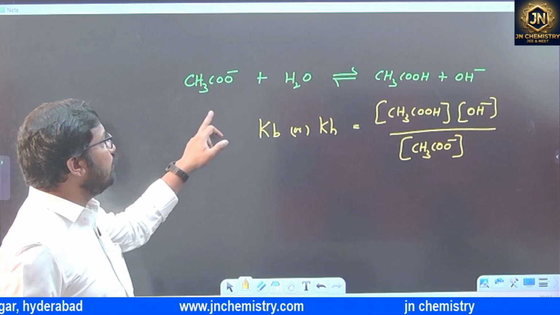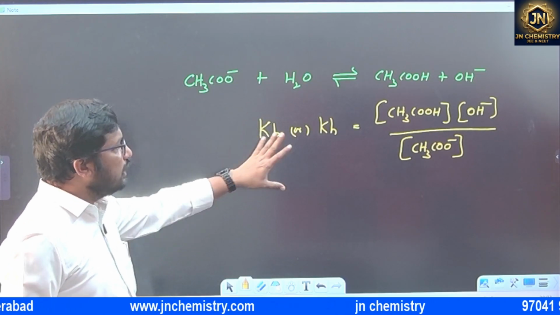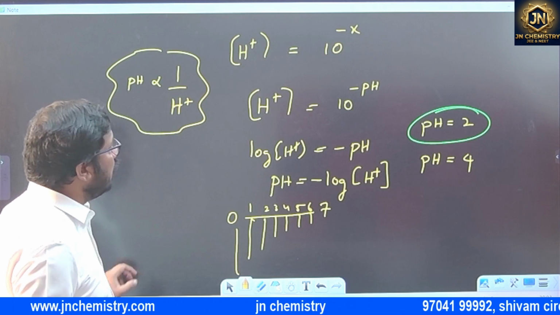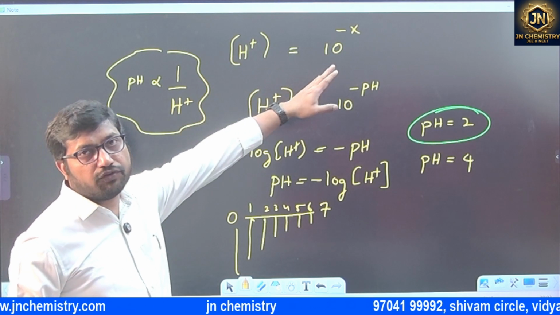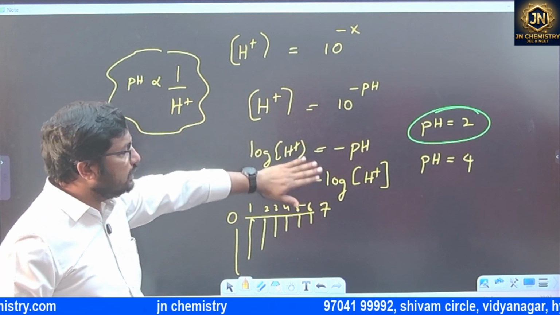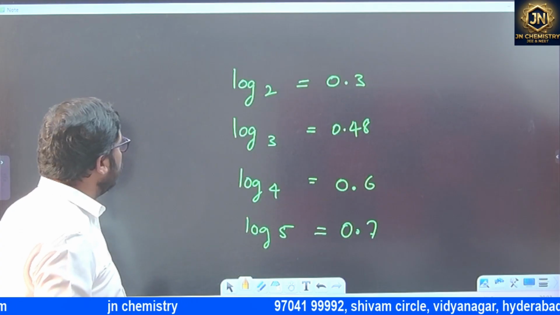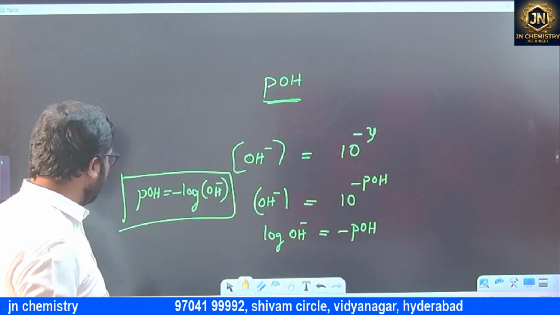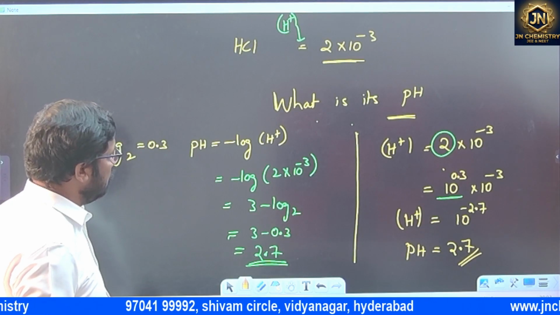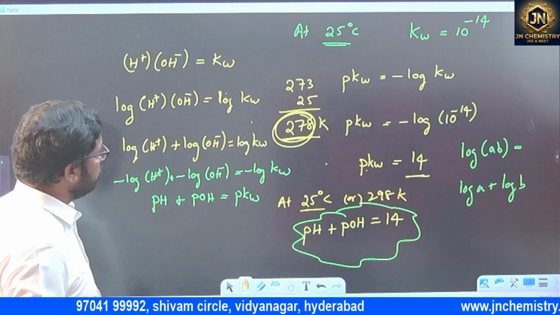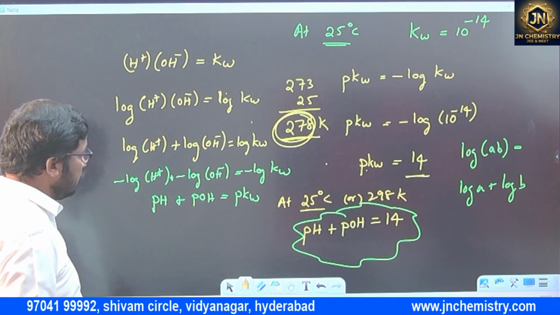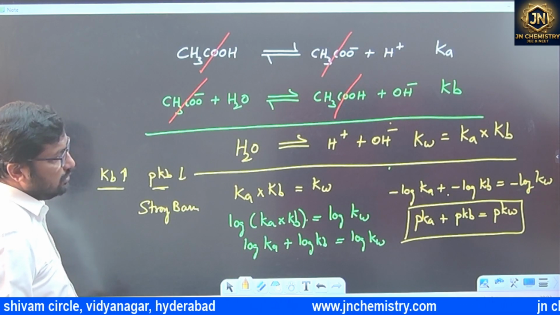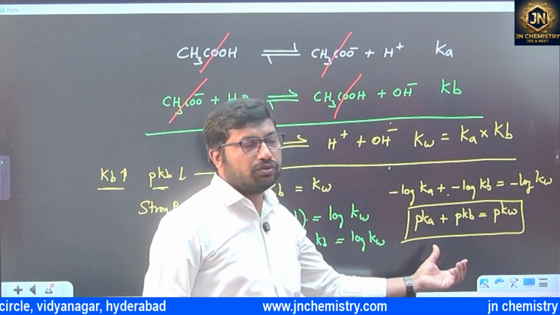So CH3COO minus and H2O, right? Here also we discussed pH and pOH. The H plus ion concentration is equal to 10 to the power of negative pH. This is very important. The log 2 values, these values we should know. pOH we discussed. Okay? Ionic product of water: pH plus pOH is equal to 14. And pKa plus pKb is also pKw.